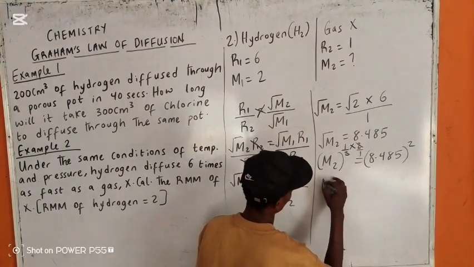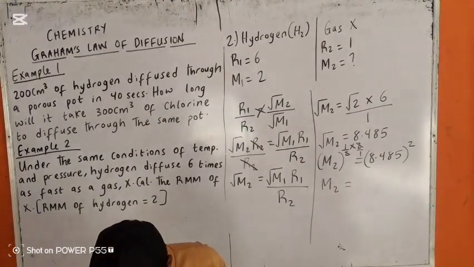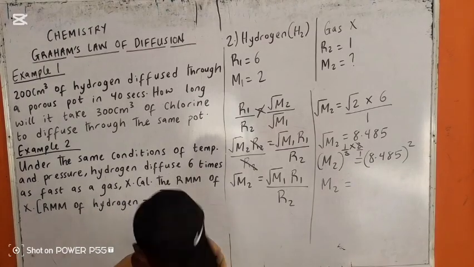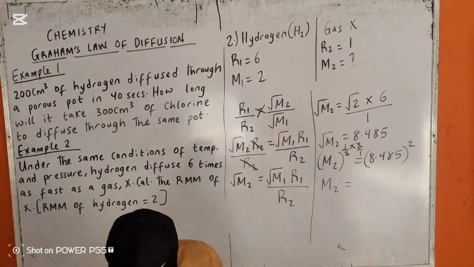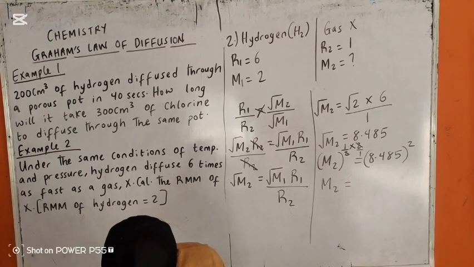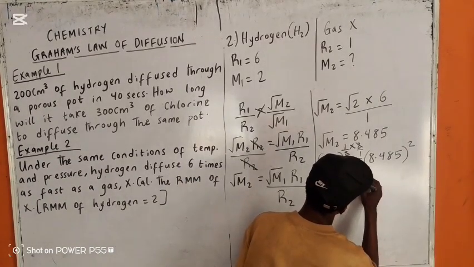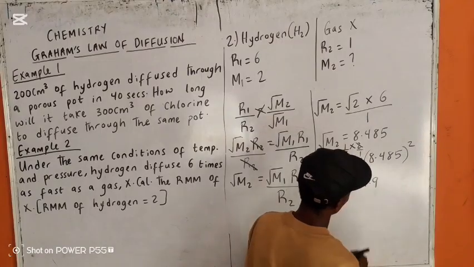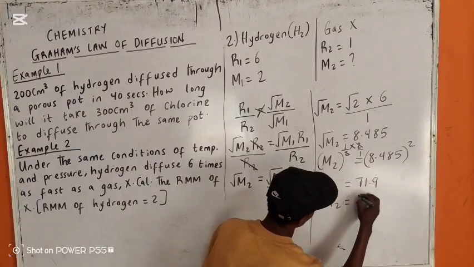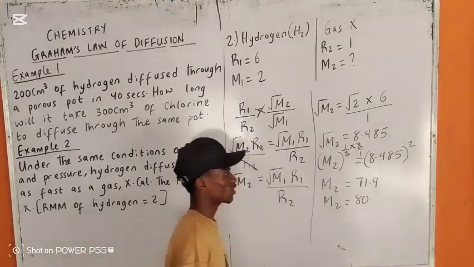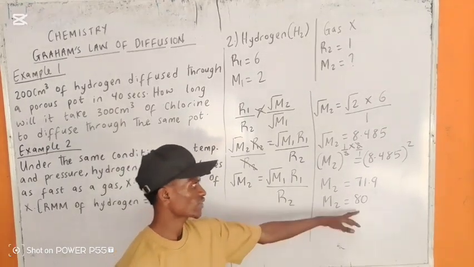So we have M2 equals, when we raise 8.485 to the power 2, we get 71.9. So to the whole number, we can get our M2 to be 72. So this is our final answer for number 2.